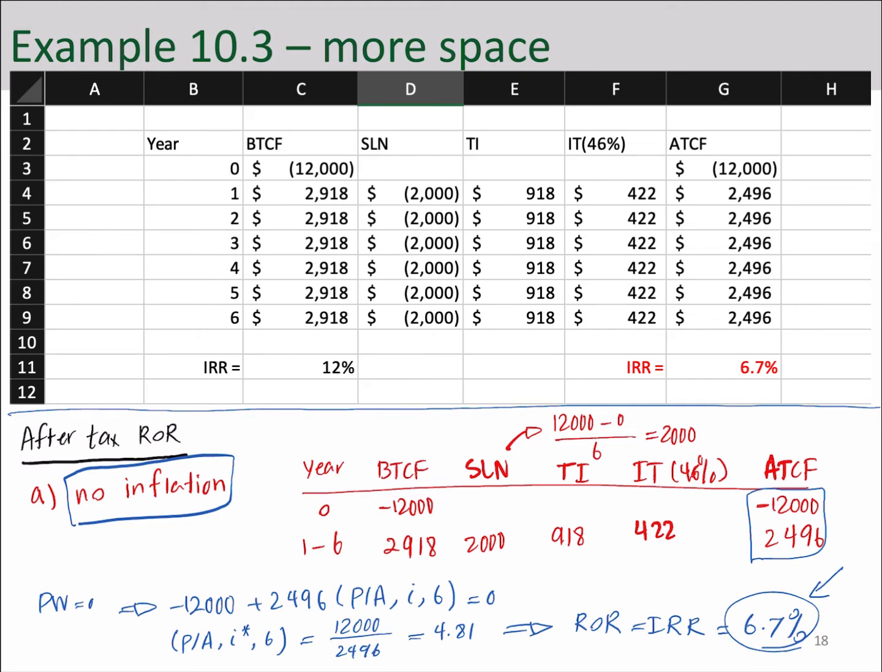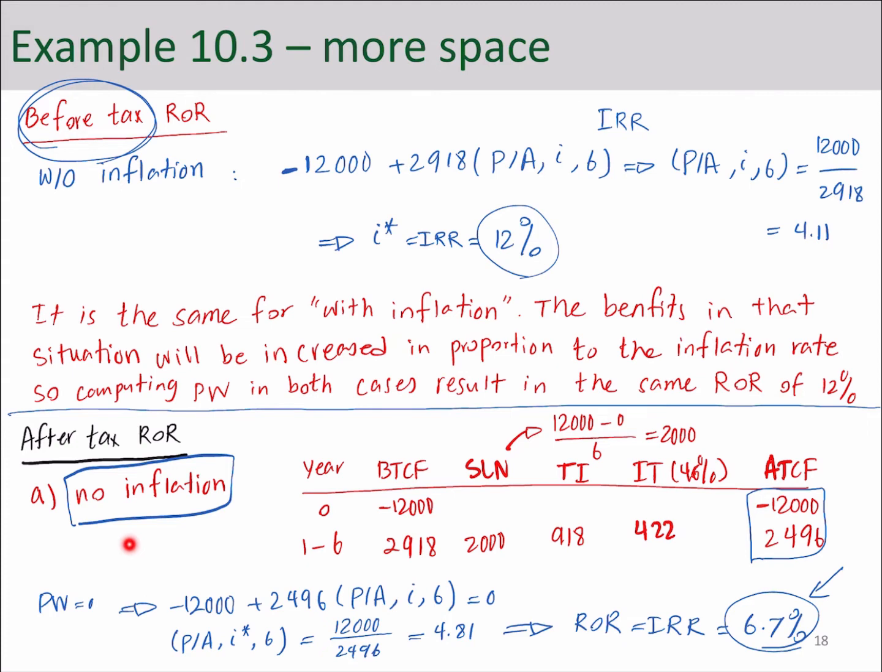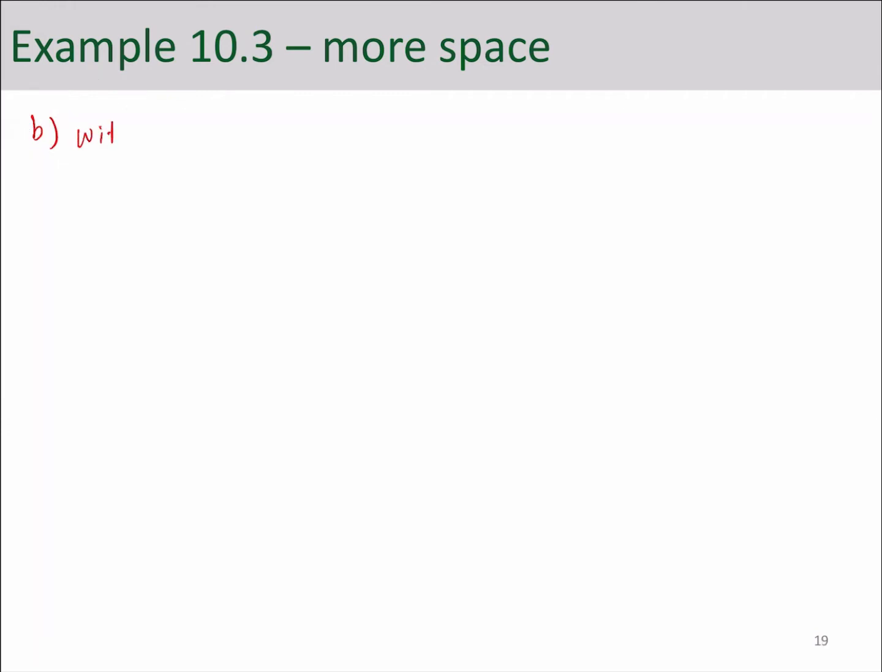Now, let's go ahead and do the same thing, but this time with inflation of 5%, and see how the rate of return changes. Now for part B, we're looking at inflation of 5%. The process of incorporating inflation in the after-tax cash flow analysis is as follows. Please pay attention to the steps and how we start with a before-tax cash flow, and then progress toward an after-tax cash flow to calculate the rate of return.